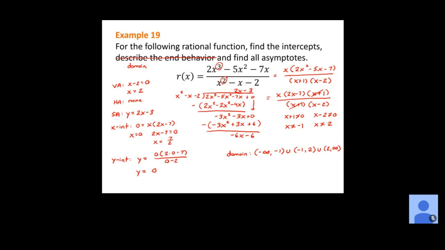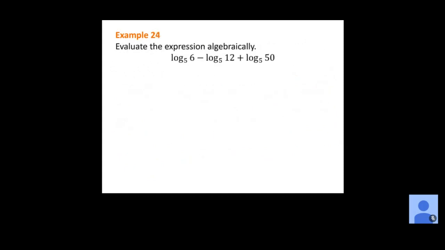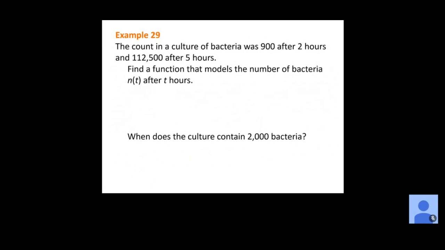All right. We're going to skip all the way to 29. So here's one of our exponential growth type problems. We have the count of a culture of bacteria is 900 after 2 hours, 112,500 after 5 hours. We want to find the function that models the number of bacteria n of t after t hours. All right, so first off, what's the formula we're going to want to use here to help us model this situation?